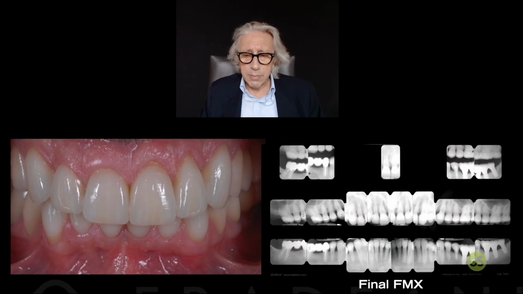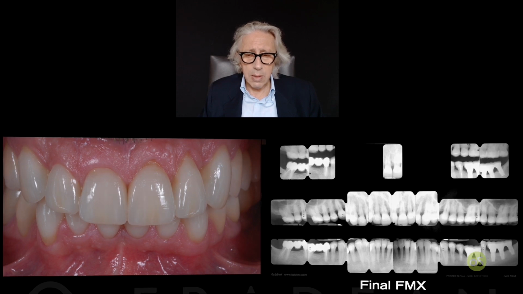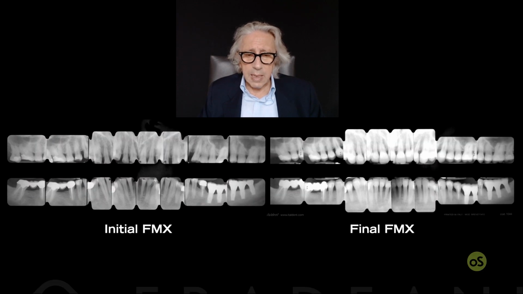Final X-rays, showing a very good result and no problems. Of course, even the implants are remaining perfectly the same. That's the initial full mouth X-rays, and the final one, to see the difference between before and after.